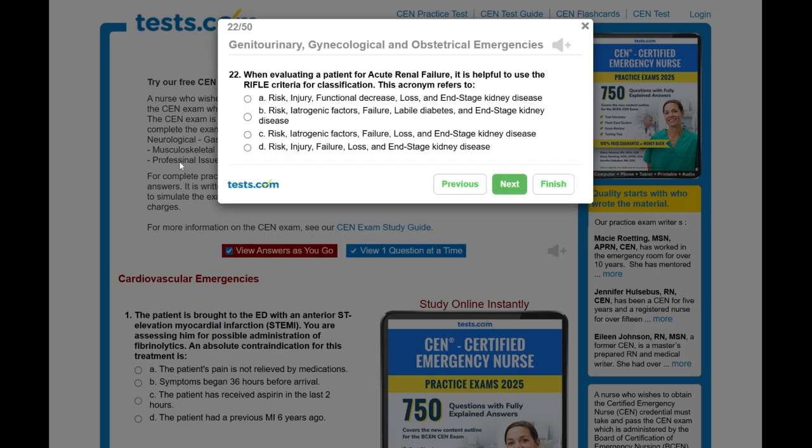Question 22. When evaluating a patient for acute renal failure, it is helpful to use the RIFLE criteria for classification. This acronym refers to A. Risk, injury, functional decrease, loss, and end-stage kidney disease. B. Risk, iatrogenic factors, failure, labile diabetes, and end-stage kidney disease. C. Risk, iatrogenic factors, failure, loss, and end-stage kidney disease. D. Risk, injury, failure, loss, and end-stage kidney disease.